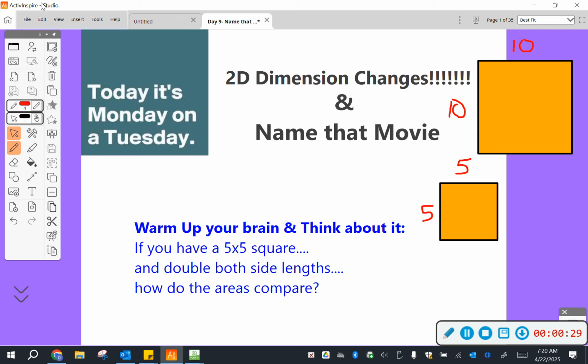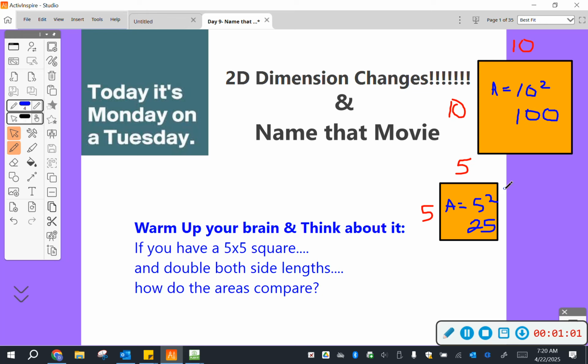How do my areas compare? What's the area of my first? No, the area. 25. Why? 5 times 5 or 5 squared is 25. What about my other one? It is 10 squared or 10 times 10. Do y'all agree with that? And what's 10 squared?